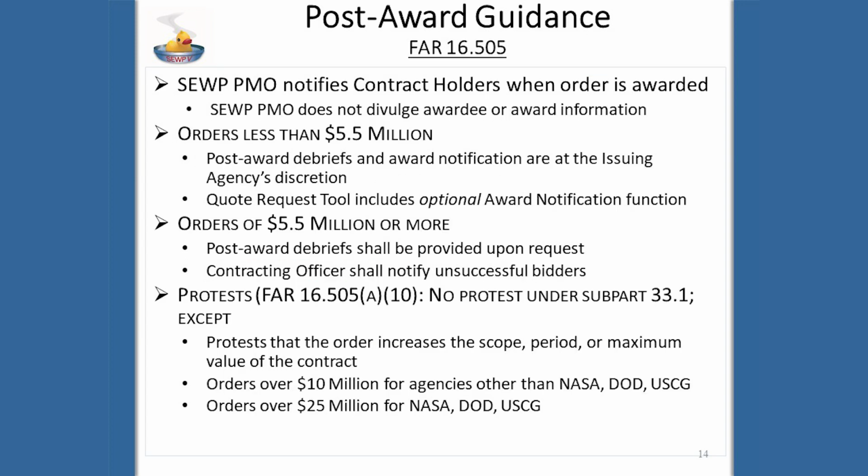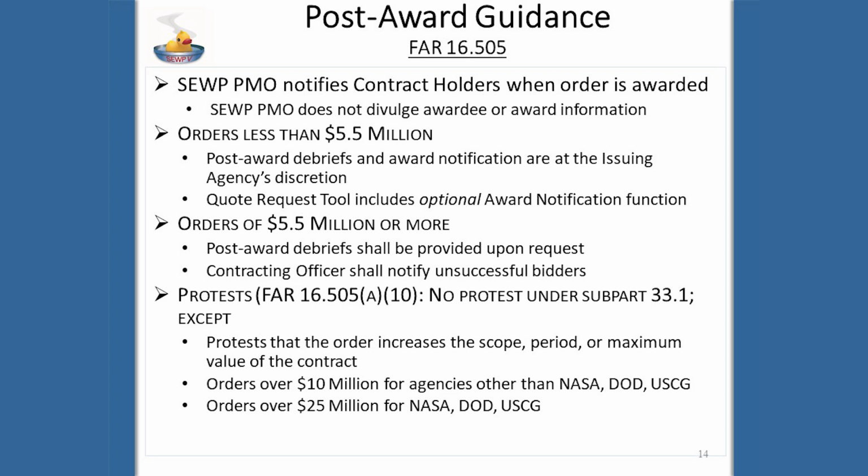Returning to the FAR, once you've created an order and submitted it, there are some FAR features to note. First, from the program office point of view, we do notify contract holders when an order is awarded. However, the program office does not notify companies who got the award outside of the awardee, nor do we tell any companies any information concerning an award other than that an award has been made. That is in part because under the FAR, Part 16.505(b), if your order is under $5.5 million, the government is not required to provide an award notification and is not required to provide any debrief or any further information.